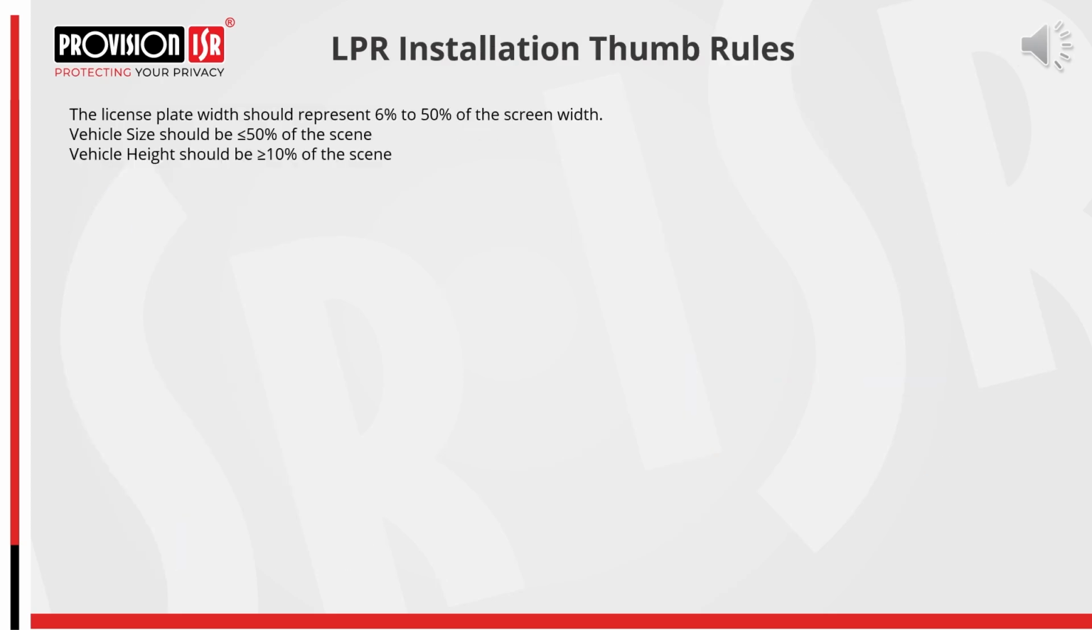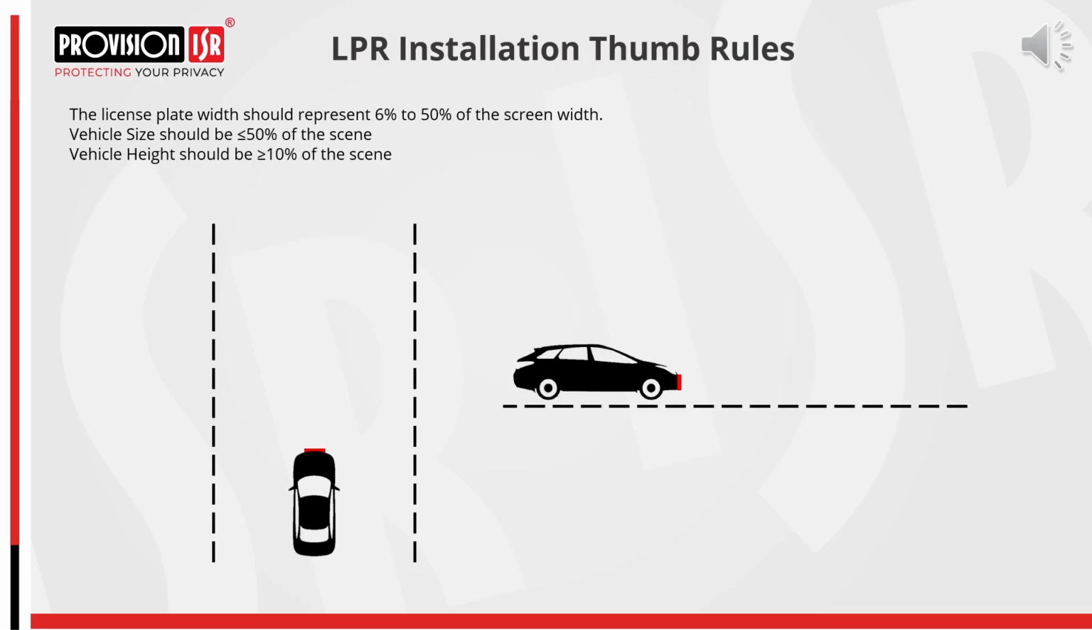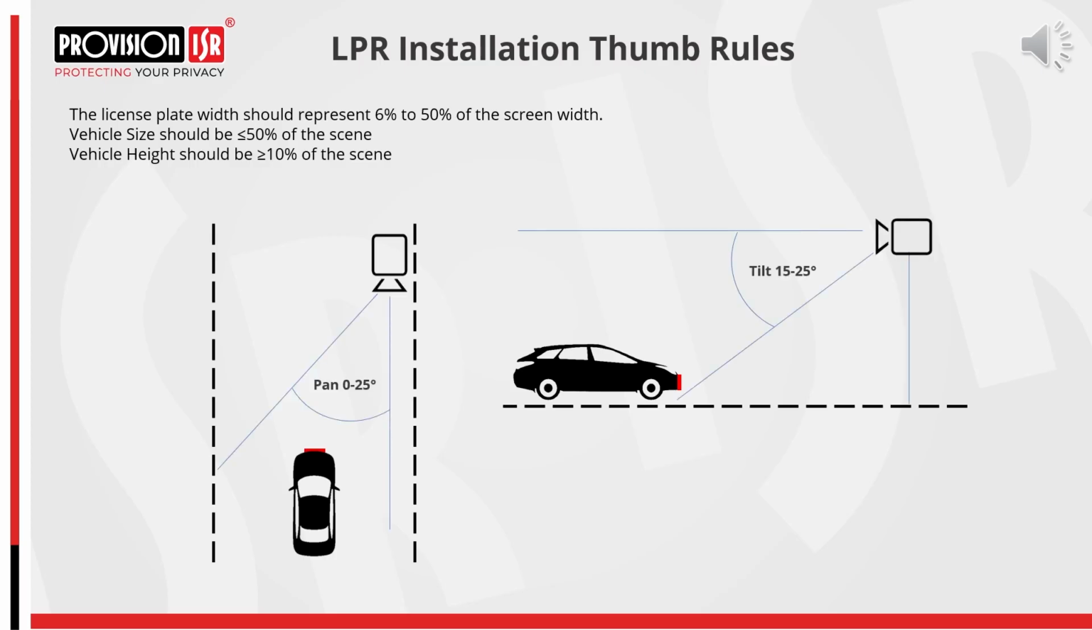Proper installation of an LPR, license plate recognition camera, is critical for accurate plate detection. Ideally, the camera should face the license plate straight on, aligned with the vehicle's direction of travel. In real-world installations, perfect alignment is not always possible. To avoid image distortion and ensure reliable OCR performance, the horizontal pan angle should not exceed 25 degrees, and the vertical tilt angle should also remain within 15 to 25 degrees, as shown in the illustration.